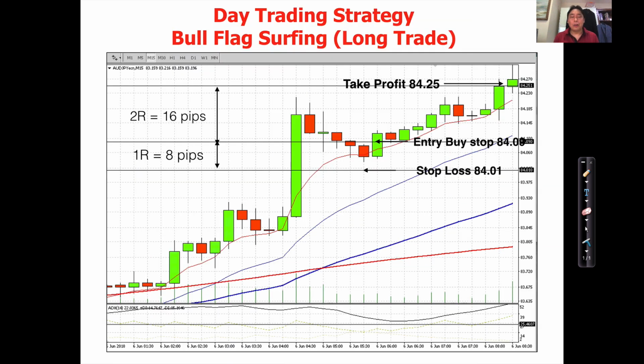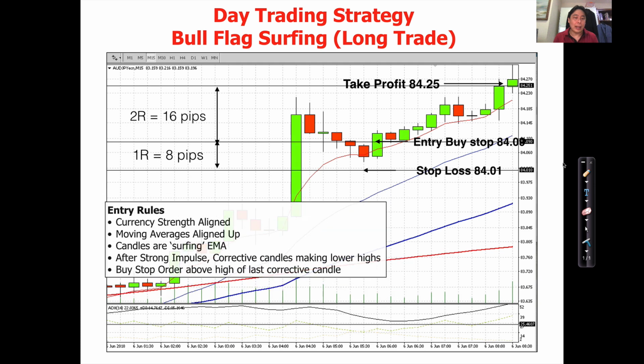All right. So I know a lot of them were talking about BFS. What the heck is BFS? BFS is one of the trading strategies that we use in our community, and it's called the bull flag surfing strategy, right? And as it implies, we look for currencies that are very strong against very weak currencies. So what are the entry rules?